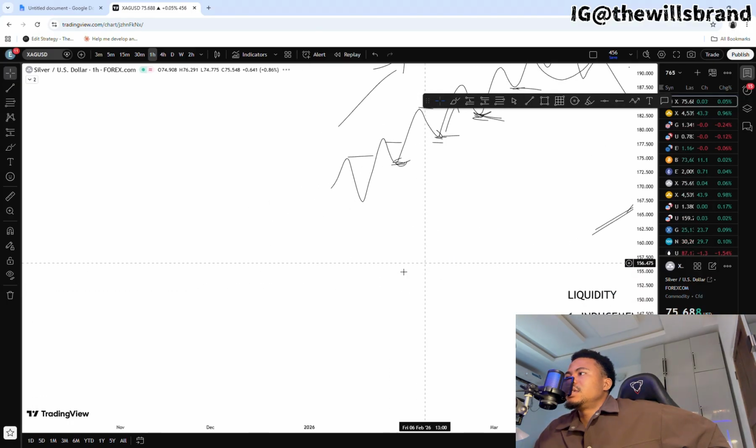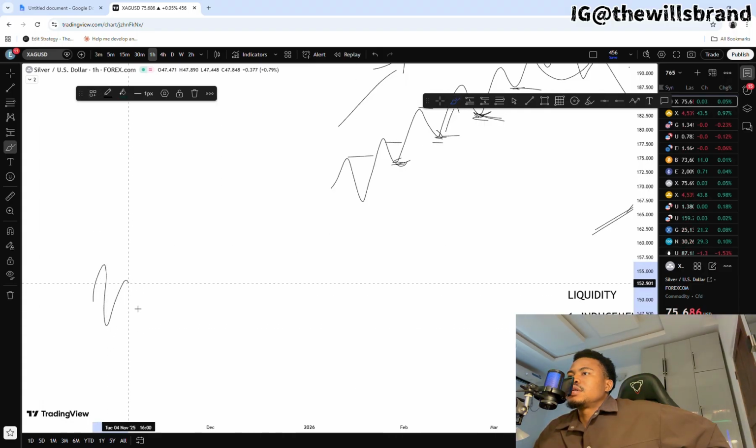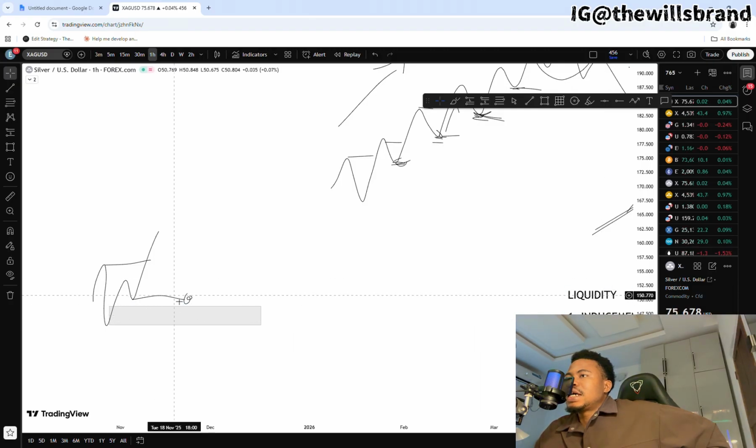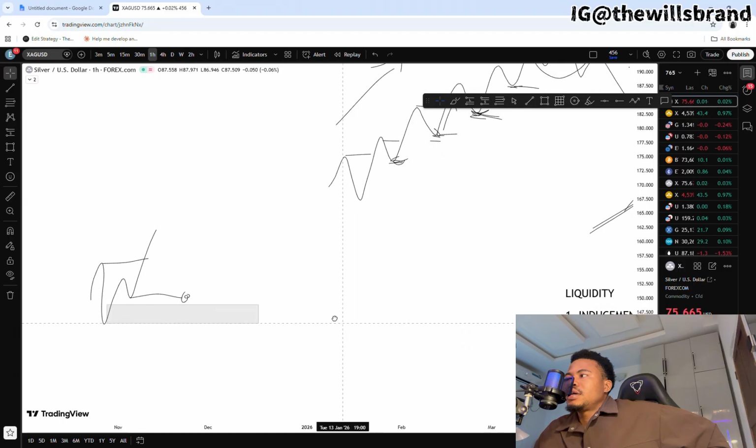Now for internal range liquidity, inducement is the internal range liquidity that is closest to your POI. So if we have something like this where the market breaks structure and this is your POI, let's say this is your POI, the internal range liquidity that is closest to this POI is your inducement. So what is inducement? Internal range liquidity that is closest to your POI.